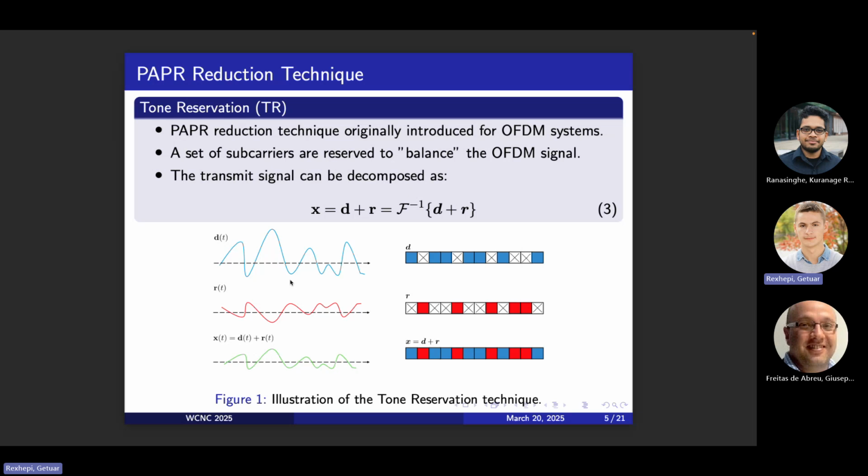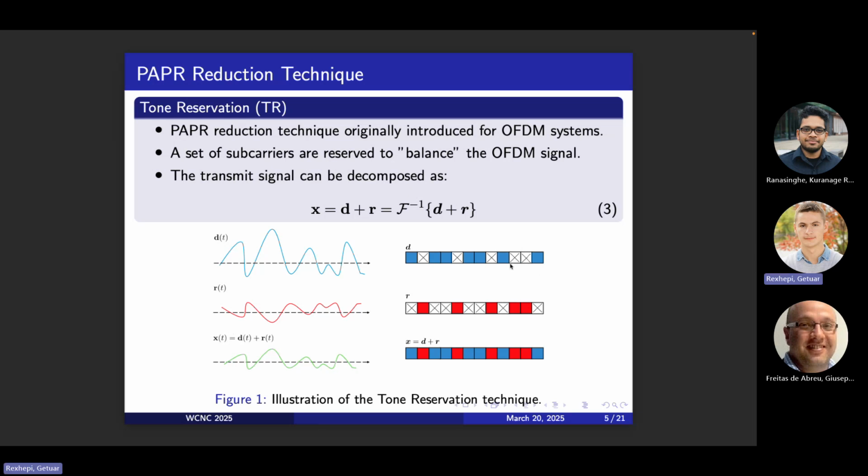On the left, you have the time domain functions. So you have some data signal, which as can be seen in blue, has a high peak, and then you will have some reserved tones in red, which when added to these data symbols will create a new signal X, which as can be seen now has a reduced peak and consequently a reduced peak to average power ratio.